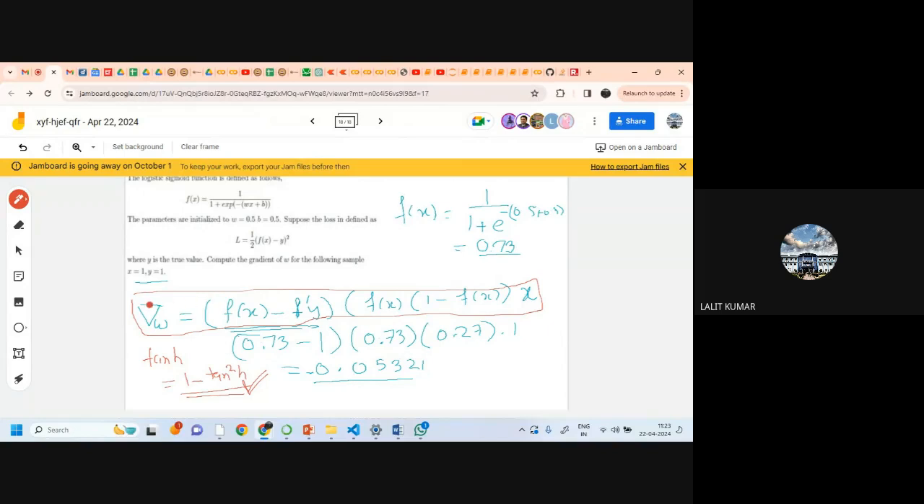Okay, and for the bias we don't use this. For bias the x is removed. Delta bias is equal to f(x) minus y, times y hat times 1 minus y hat. The values will be the same, minus 0.05321, because the value of x is 1 here. If x would have been different, then it would have been different.